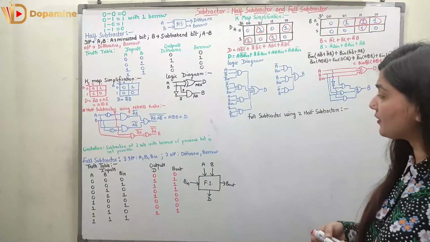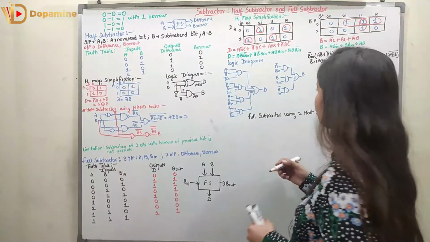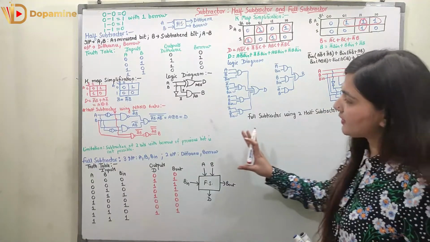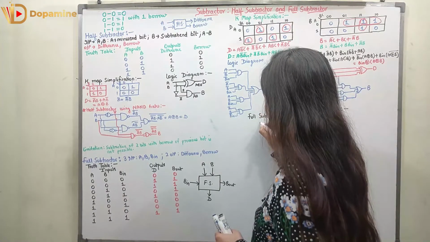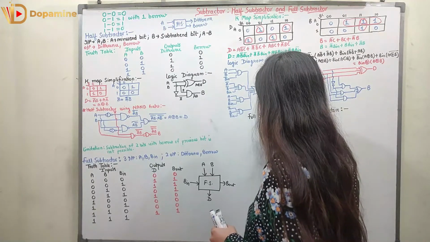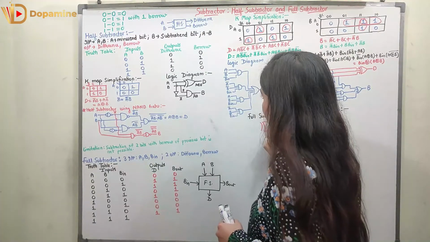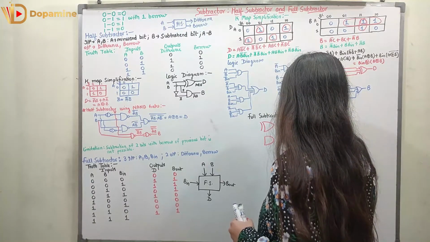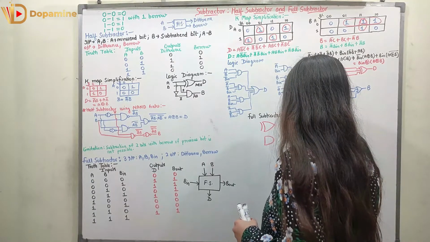And now, how to make a full subtractor using two half subtractors? So now, here I make the half subtractor like this. First I will make two half subtractors. Here I have an XOR gate and an AND gate. Again, I have an XOR gate and an AND gate, right?